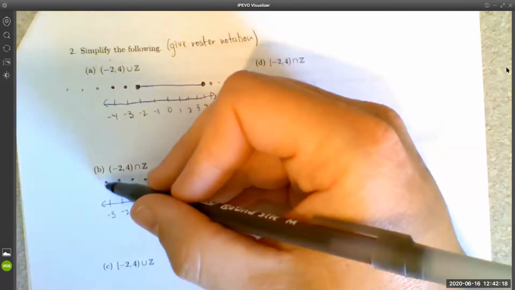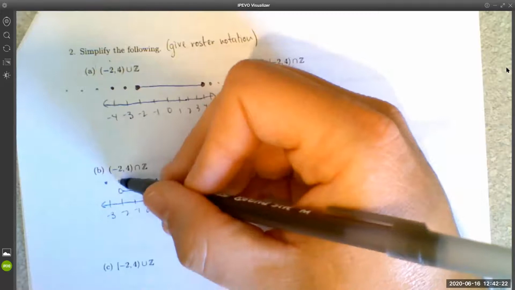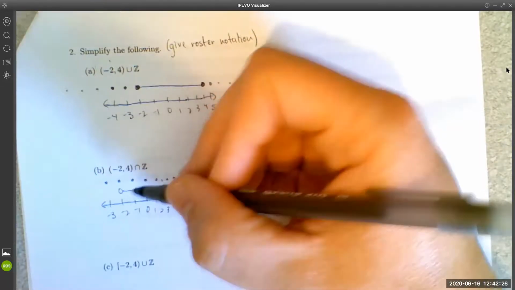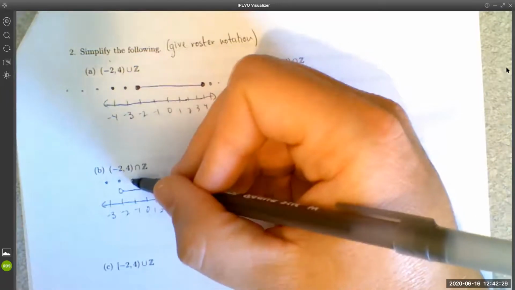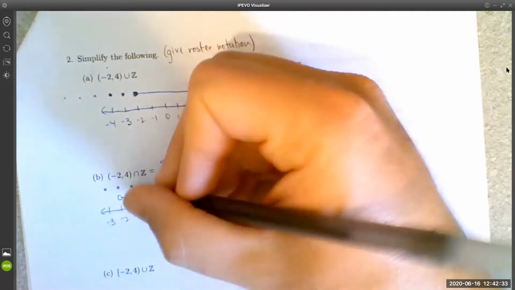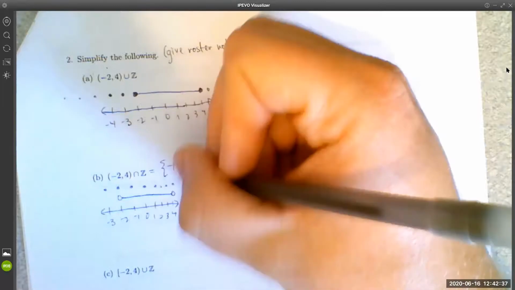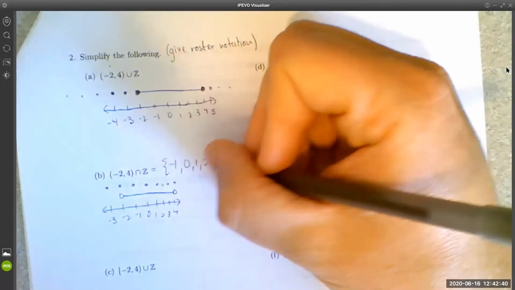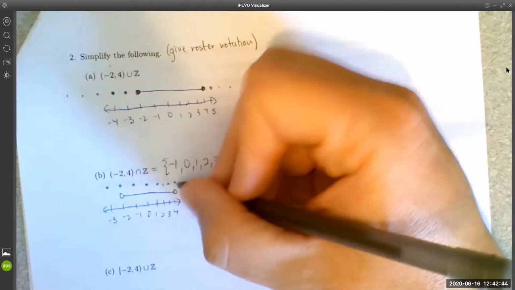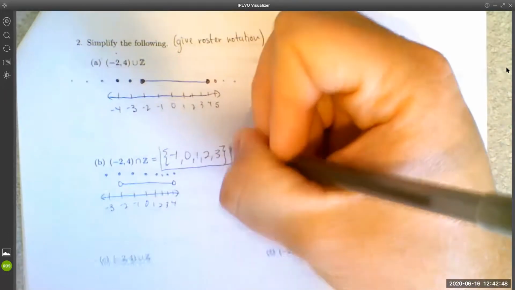Well, they definitely don't overlap at negative 3. They also don't overlap at negative 2, right? Negative 2 is in Z, but it's not in this interval. However, they do overlap at negative 1. They overlap at negative 1, they overlap at 0, they overlap at 1, 2, 3. Then they don't overlap at 4, and they don't overlap anywhere else. So there's the roster notation for part B.